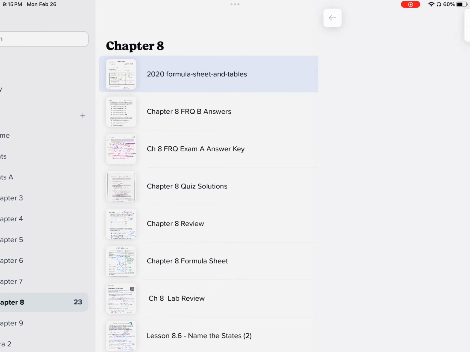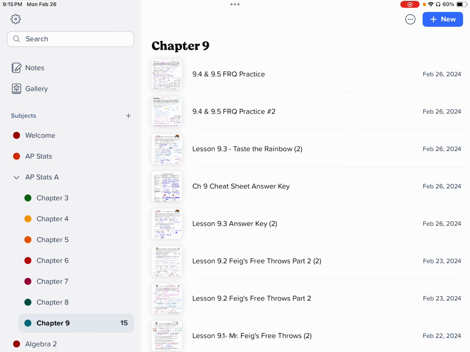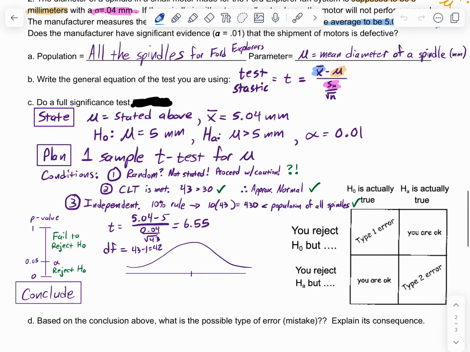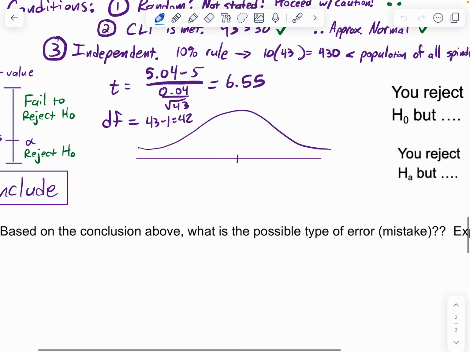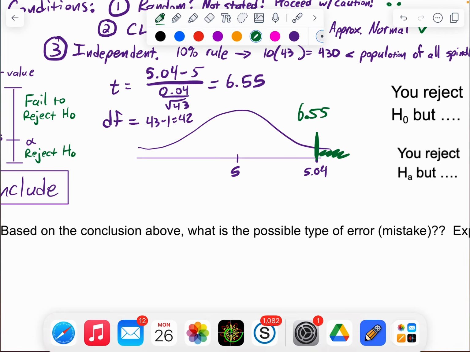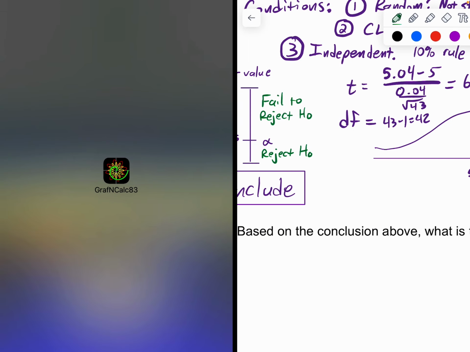Okay, back to here. All right, so if I were to sketch this, right, 5 is the middle of the curve. My sample is way over here at 5.04, which has a test statistic of 6.55. This shaded area is going to be practically zero. Let's see what the calculator says it is.